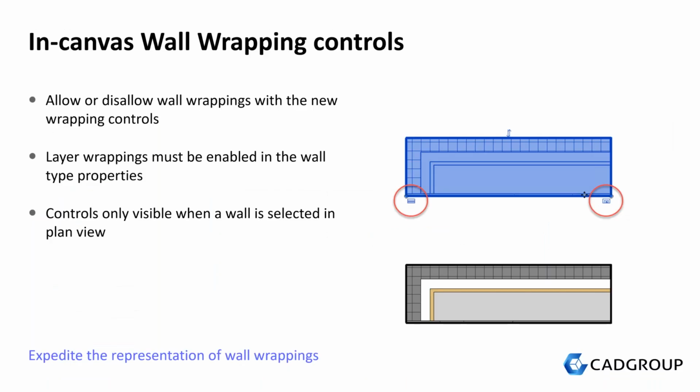Next, in canvas wall wrapping controls, users can now control whether wall end wrapping conditions are allowed or disallowed in plan views. So when wall layer wrapping is enabled for wall ends, users can change the wrapping behavior of each wall end using a control located near the wall end. So this control is only visible when the wall is selected in a plan view, and clicking it allows users to change the wrapping behavior of the layers at the wall end. So the bottom line is the feature aims to speed up the process of representing wall wrappings by providing controls for users to manage wrapping conditions in plan views.